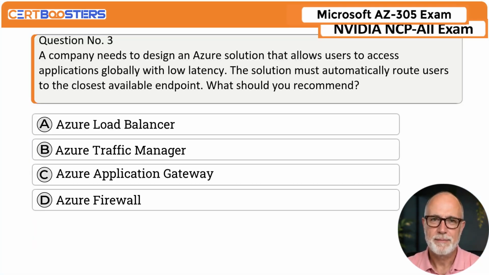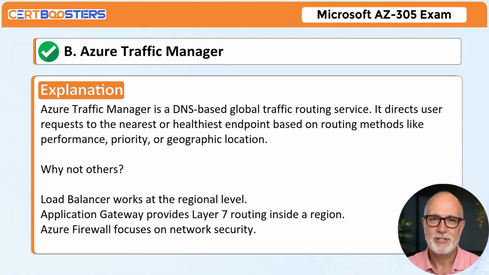Question number 3. A company needs to design an Azure solution that allows users to access applications globally with low latency. The solution must automatically route users to the closest available endpoint. What should you recommend? A. Azure Load Balancer. B. Azure Traffic Manager. C. Azure Application Gateway. D. Azure Firewall. Correct answer: B.